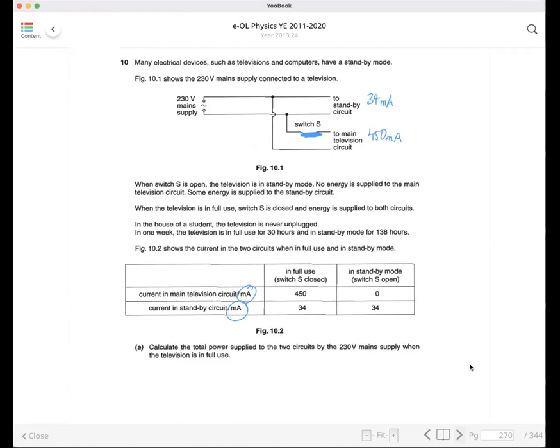Bei Kwan, well done. But can you round to 2SF? Yi Ting is still incorrect. Basically, the power by this is VI, which is 230 times 0.45. The power by this is 230 times 0.034. So I add them together. Yu Ting, can you try again?